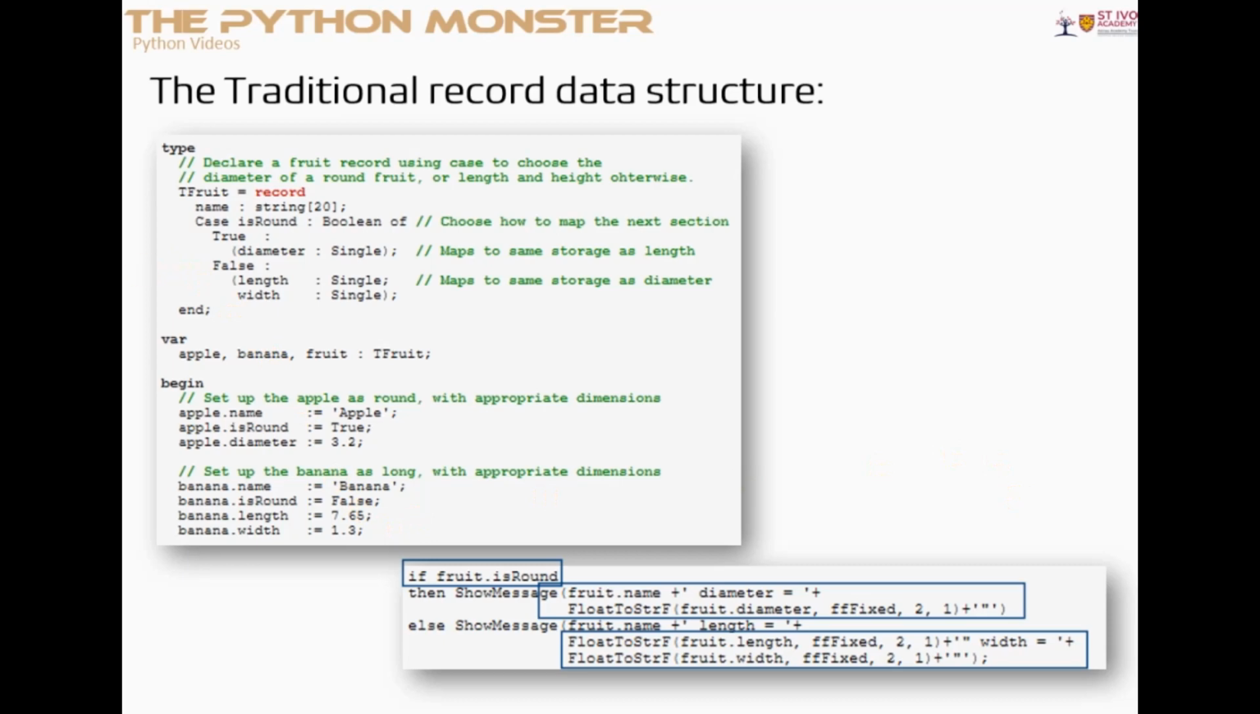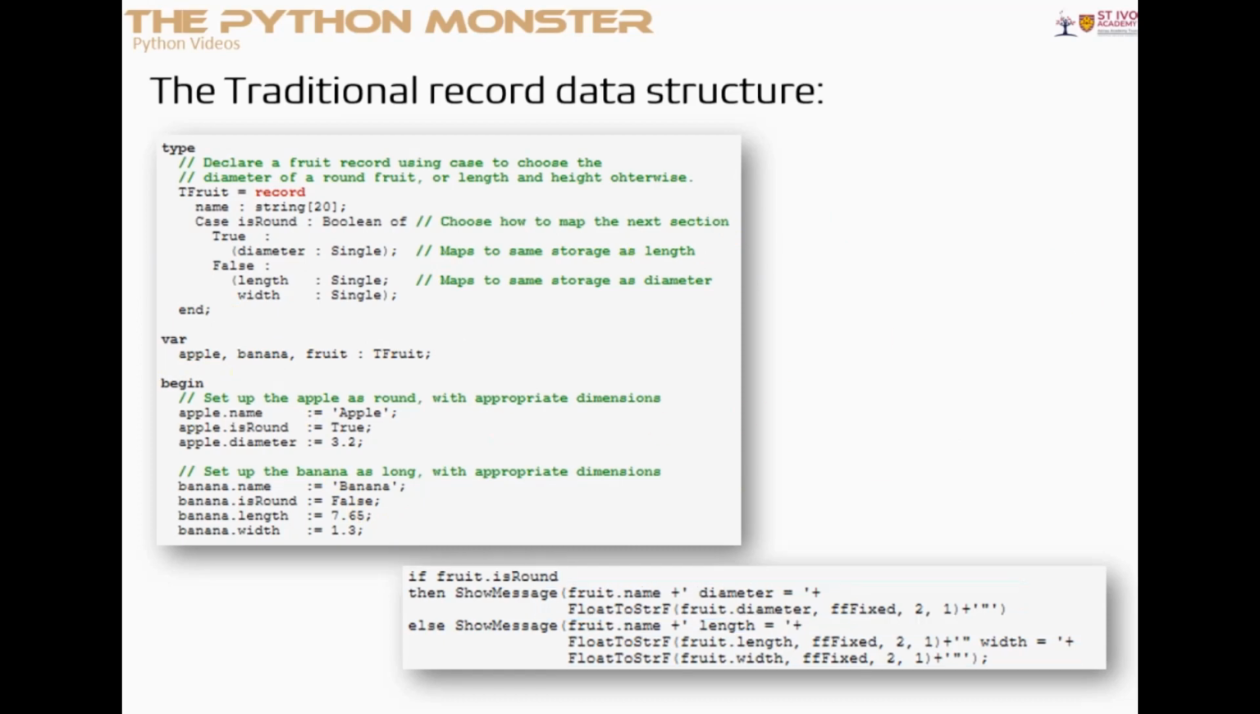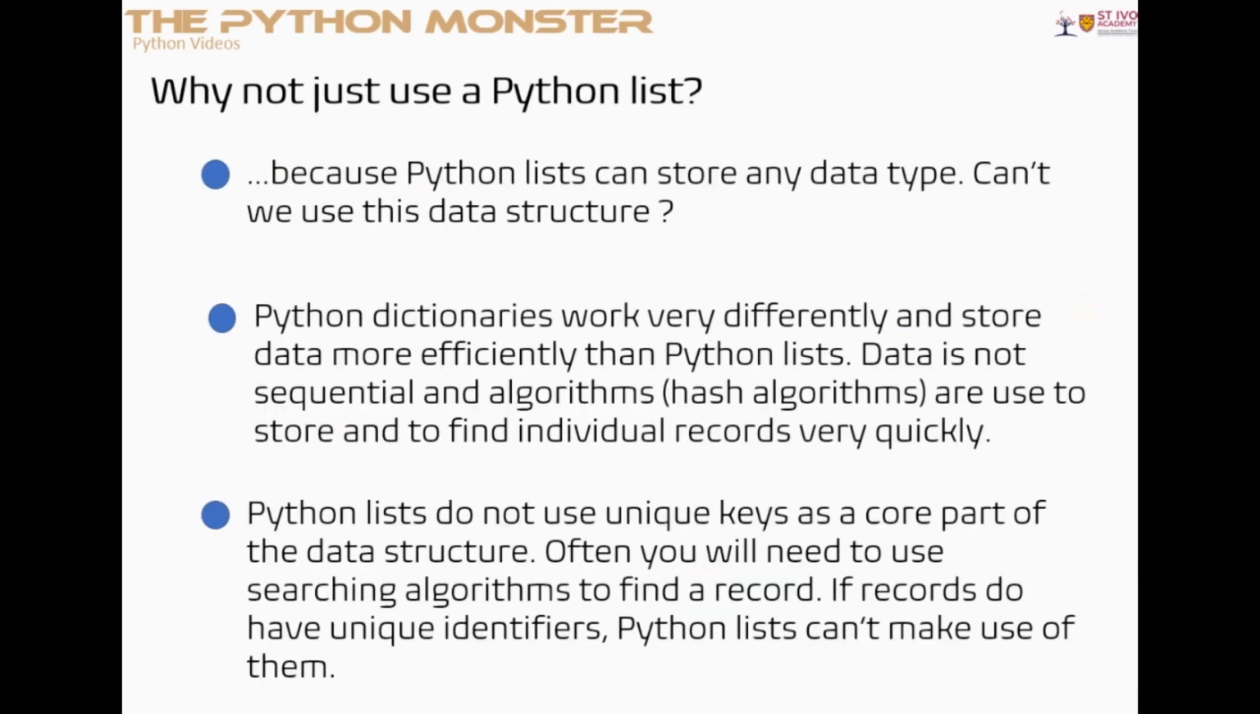Right, guys, so you may be asking a very pertinent question at this point in time, which looks a little bit like this, I suspect. If it's all about creating records of different data types, then why not just use a Python list? After all, the Python list can store any data type. So why can't we use that?